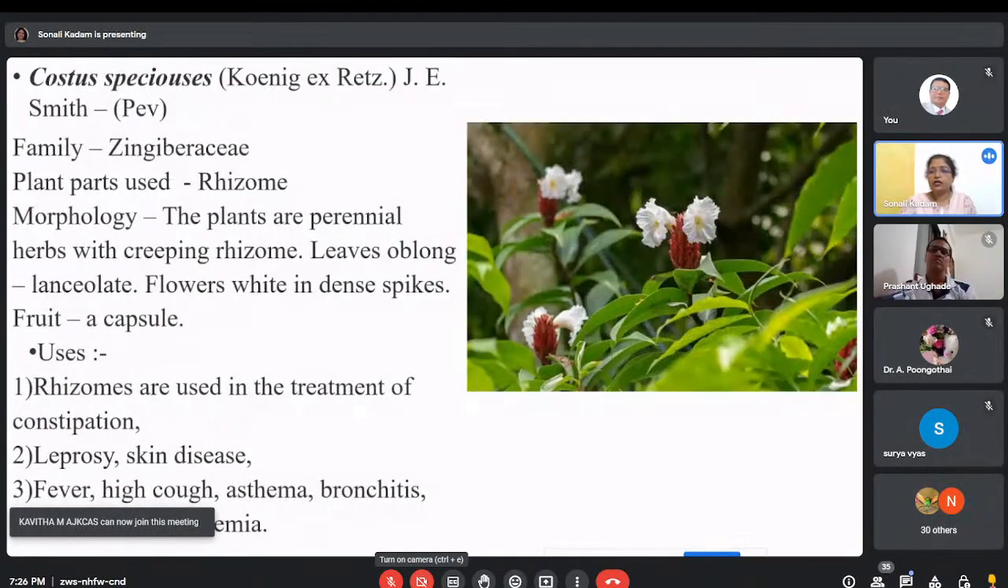Then costus, you can just see the very red colored inflorescence or the flowering part. You will get the flowers coming out of that red colored part.